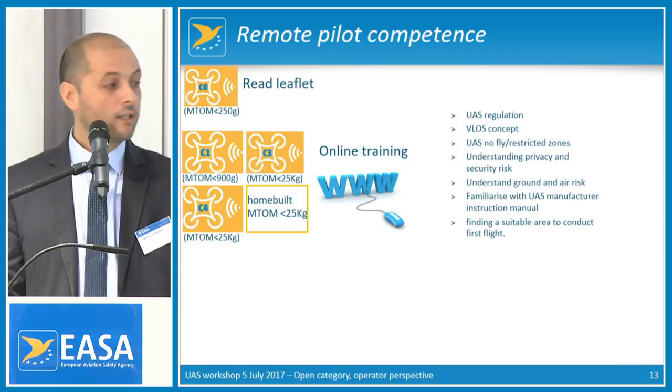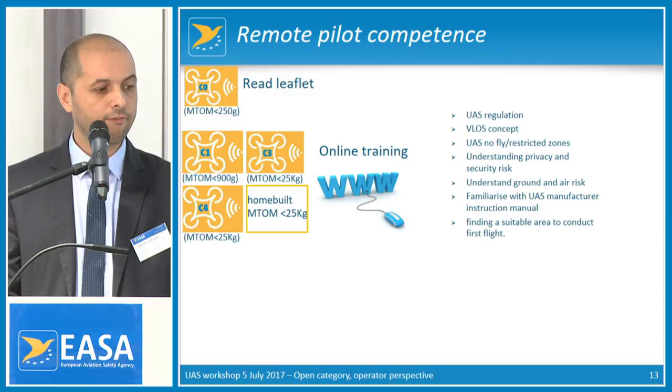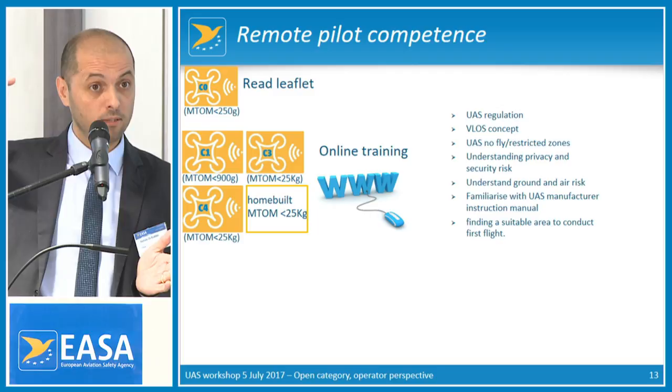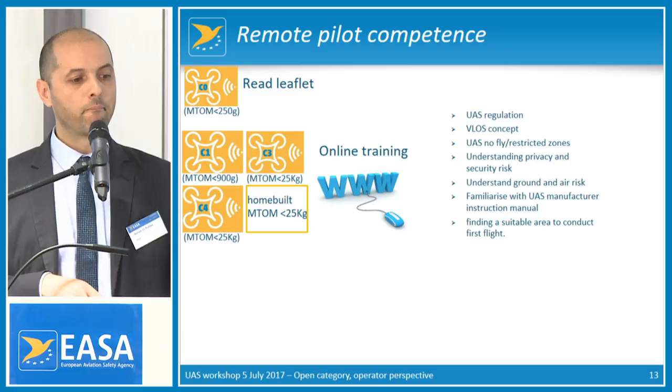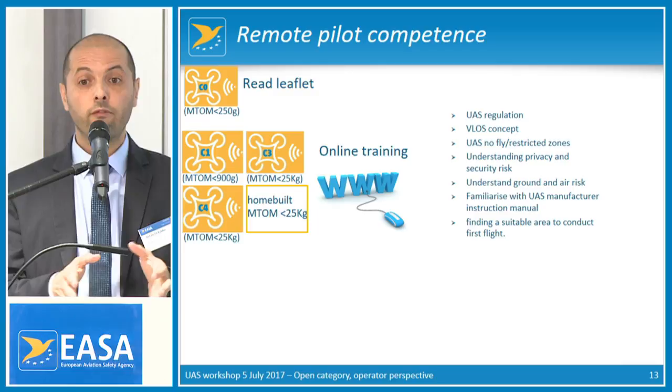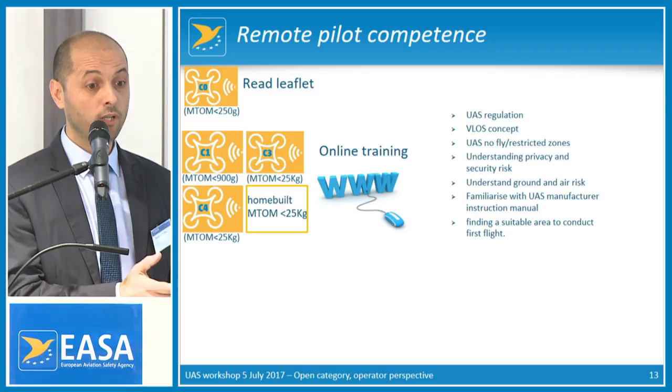For the other systems, so the C1, C3, and C4, and the home-built below 250 grams, we instead ask for online training. And these aircraft will allow you to fly up to 120 meters, I remember. So you need to have some understanding of what the risks are. So you can see that we have some basic principles of the information that will be provided to the pilot. But the most important thing, they will drive the pilot to find in the manufacturer's manual where the information on how to operate the drone is. And the last bullet is very important: to find a suitable area to conduct the first flight.